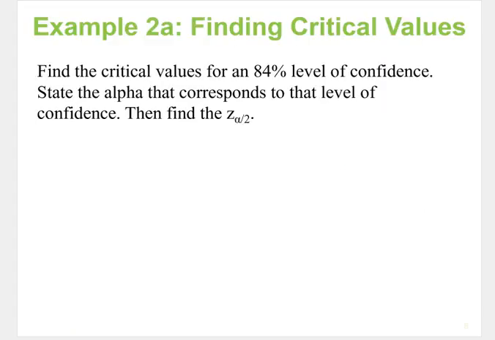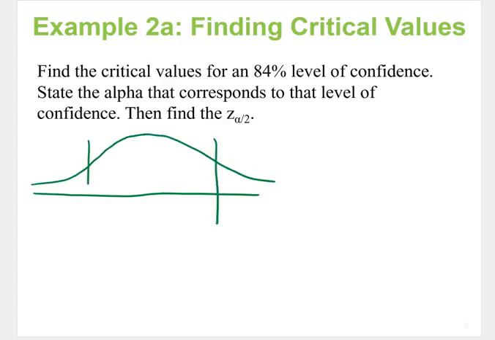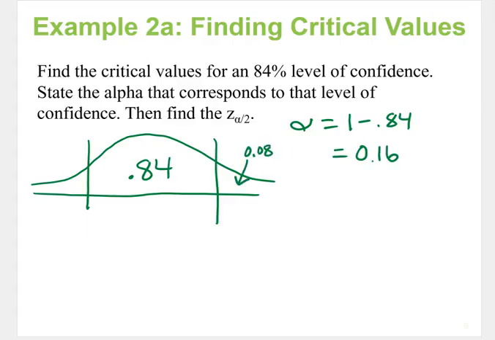Sometimes they're going to ask you to find critical values for levels of confidence that aren't one of those three. So we're going to go through a couple of examples of how to build that. All right, so find the critical values for an 84% level of confidence. Here's my picture, and I'm a big fan of drawing the picture so I know what everything looks like. That means inside here, I want this area to be 0.84, which means my alpha for this case would be 1 minus 0.84, which is 0.16. So this area up here is 0.08, and this area down here is also 0.08.